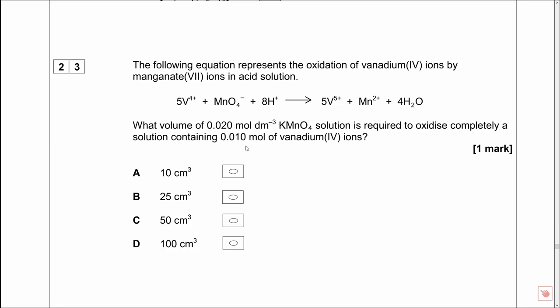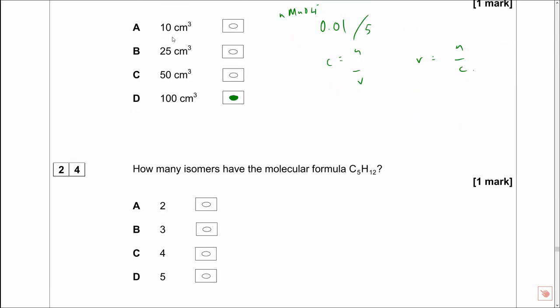Right, so you're given bits of information from each. So you want to completely oxidize the solution containing 0.01 here. So ratio wise, look at how many moles that would therefore be here. So if this solution contains 0.01, it's going to react with 0.01 divided by 5, and that'd be your moles of MnO4 minus. You're given a concentration of MnO4, and therefore you just work that out. Volume is going to be n over c. Find your number there. That's going to end up being 100 centimeters cubed. Not too bad. Make sure obviously you get your units correct on your volume conversions there. You don't mess up and get 10.